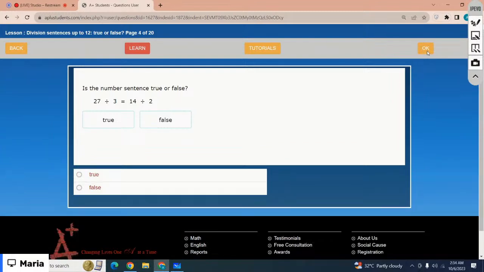Okay, the next one is the number sentence true? 27 divided by 3 and 14 divided by 2, are they equal? 3 times 9 is 27 and 2 times 7 is 14. That would be false, not true. Because 3 times 9 is 27.